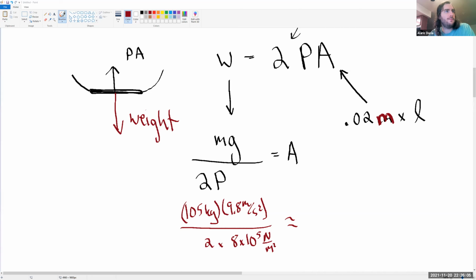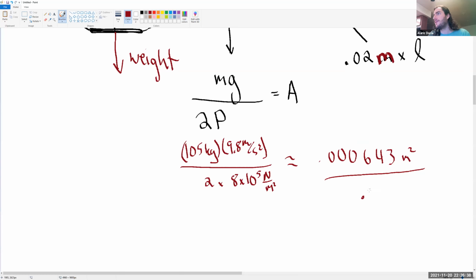Go ahead and plug that into the calculator. 105 times 9.8 divided by 2 times 8 times 10 to the 5. And we end up with 0.000643. That's enough significant figures for me, and that's meters squared. Then we need to take that answer and divide it by 0.02 meters to get L. So L equals this thing here. Divide this by 0.02, and we end up with 0.03 meters.